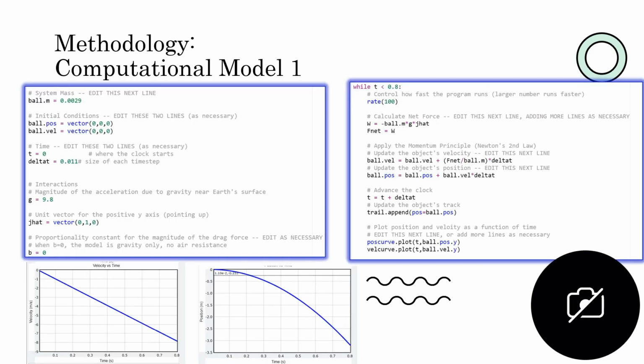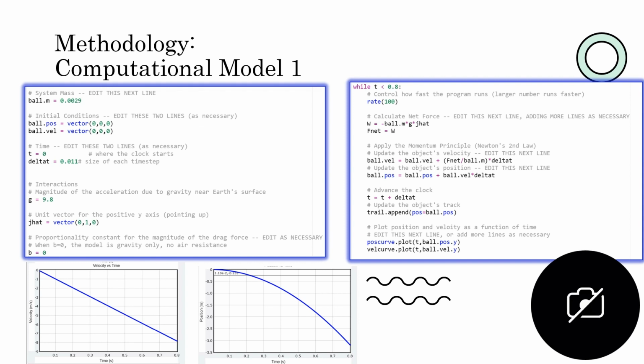The first computational model was created under the assumption that there is no drag force and the only force acting on the system is gravity. In this model, acceleration is constant, as shown by the velocity graph with the constant slopes. To make this model, the initial position and velocity were set to 0, as well as the variable b, the drag force constant. The net force variable was defined by the system's mass multiplied by the acceleration due to gravity constant 9.8, multiplied by the direction of motion, which was the vector j hat.